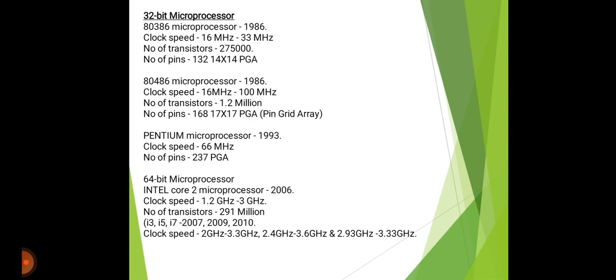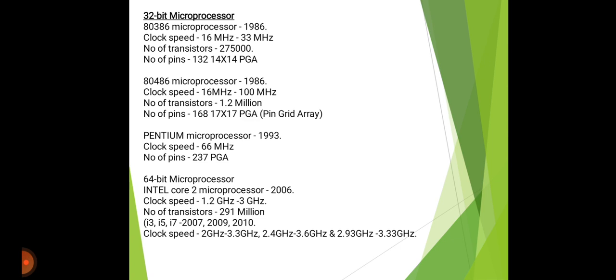Next one is the Intel 80486 microprocessor. This microprocessor was invented in the year 1989, and the clock speed of this processor is 16 MHz to 100 MHz. The number of transistors is 1.2 million transistors, and it has 8 KB of cache memory. The number of pins is 168, a 17 x 17 PGA, pin grid array.